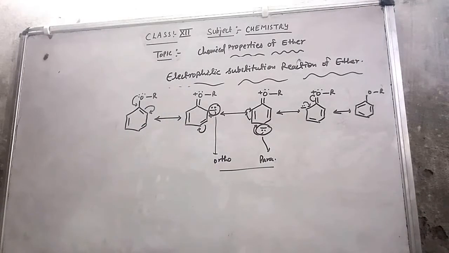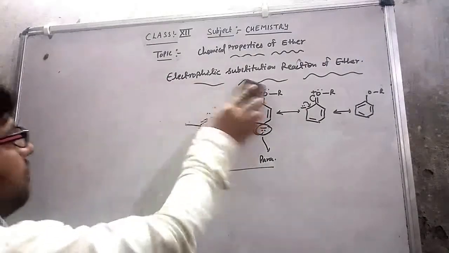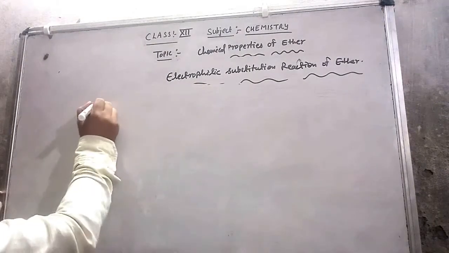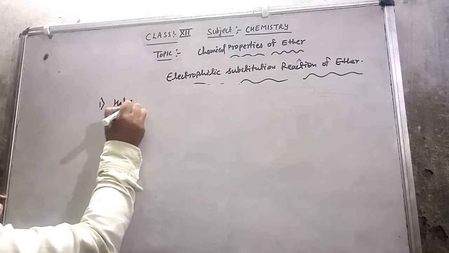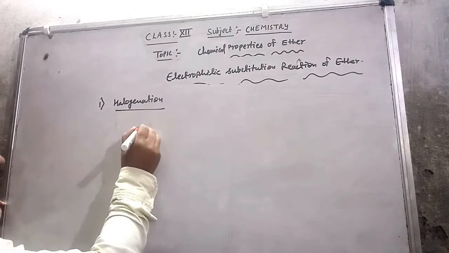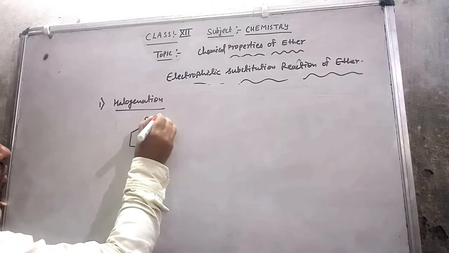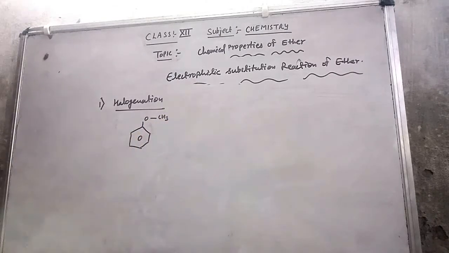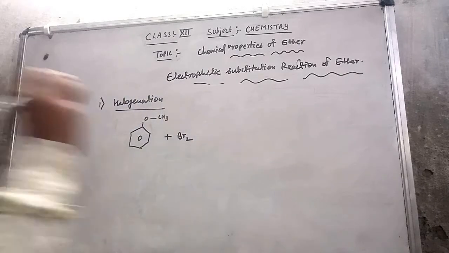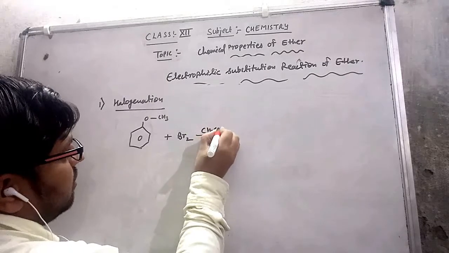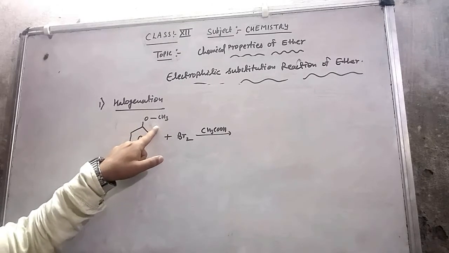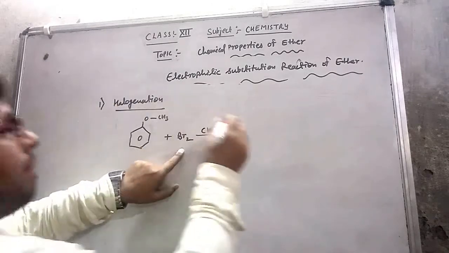Now I will discuss the first reaction, that is halogenation. If you see, suppose I have anisole, OCH3. Halogenation means it is going to react with Br2, or any halogen, in the presence of a solvent, CH3COOH. We know that this group is an ortho and para directing group, so the halogen will be attached at the ortho and para positions.